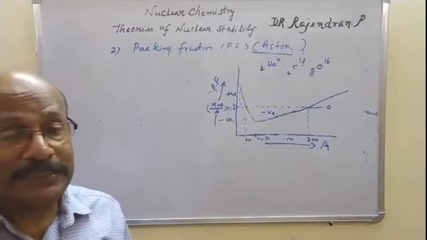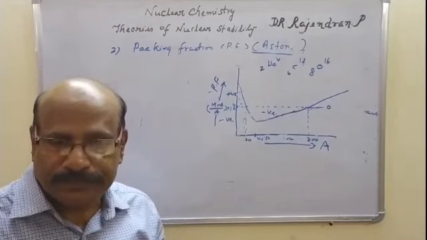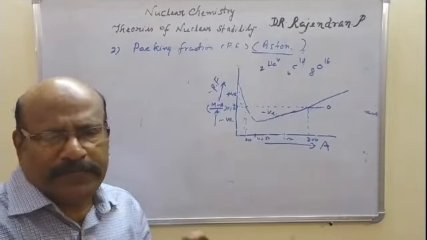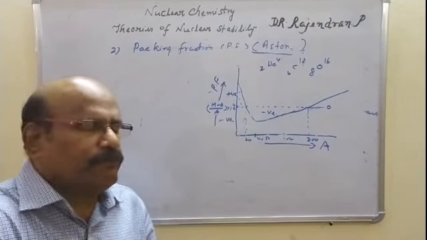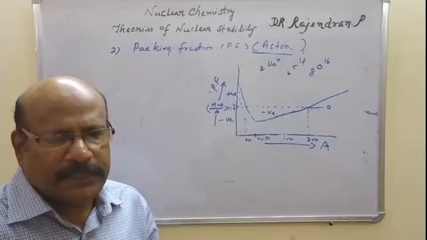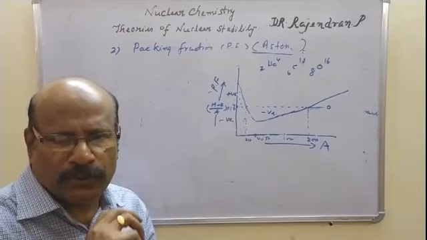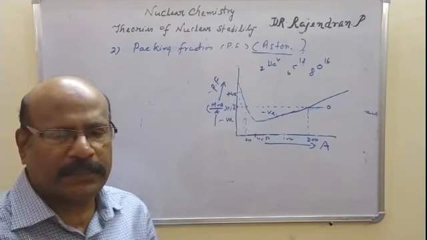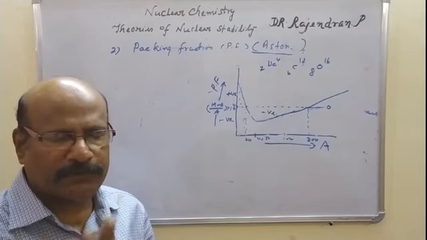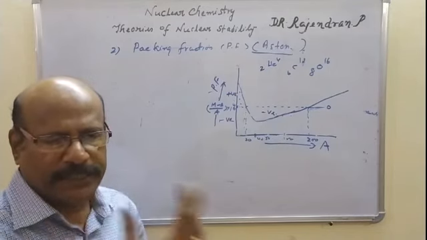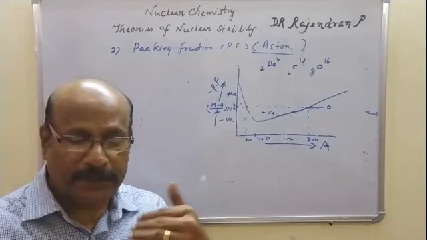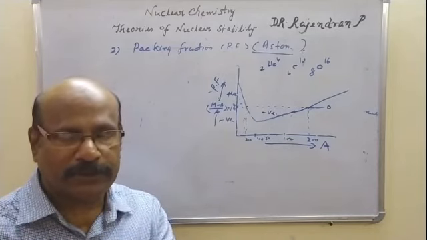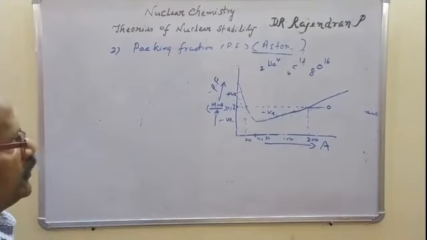According to packing fraction theory, according to Aston, we can see that when a particular nucleus is formed by the assembly or the packing of the neutrons and protons, some amount of the mass is lost in the form of energy. Some of the mass of the particles is released or lost in the form of energy during its formation. Therefore, the actual mass M is found to be lesser than A, the sum of the masses of the nucleons.